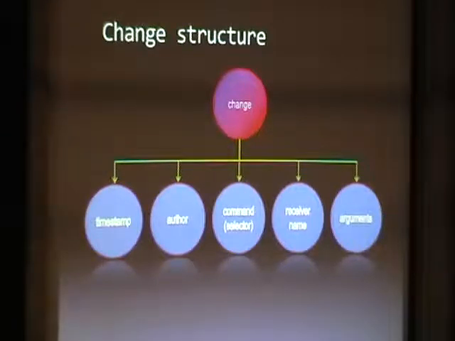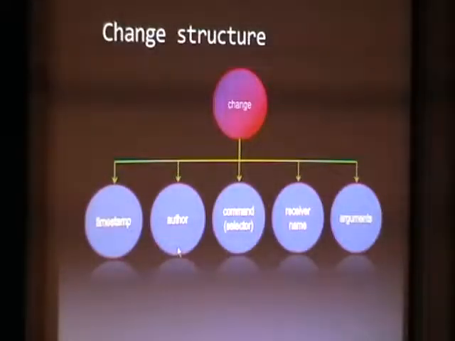These are the changes that an end user will get by using the application. So, for instance, here, if we inspect this change, it has a timestamp, the user, the name of the receiver, the selector I use, and some arguments. I'm trying to explain the model I'm using, how it is implemented.